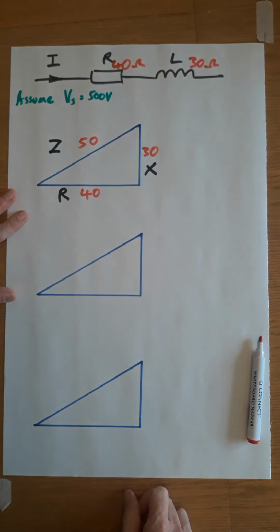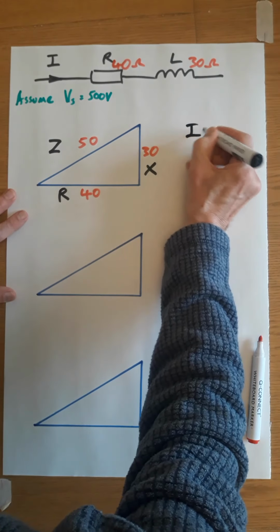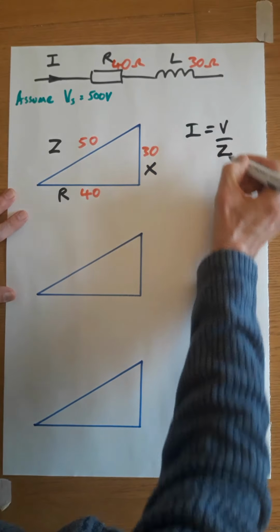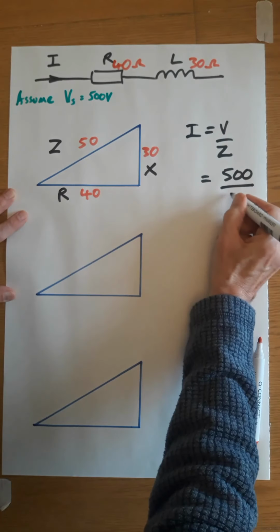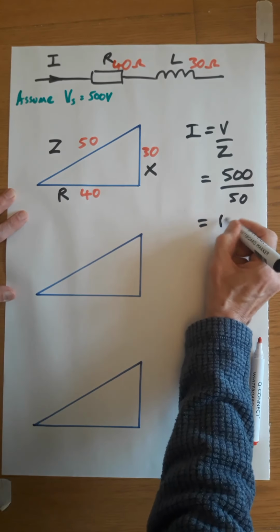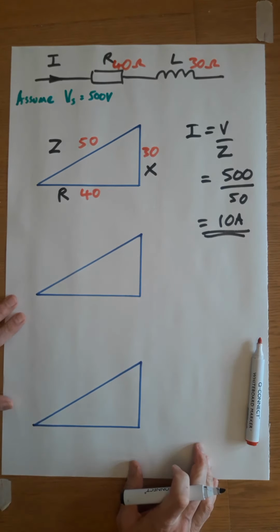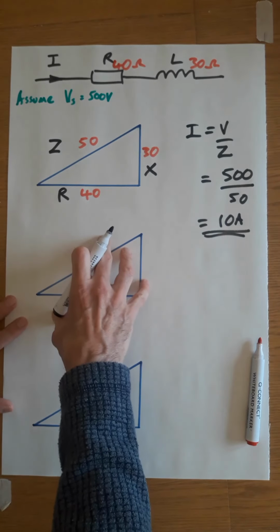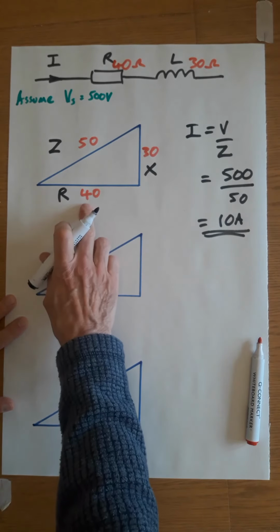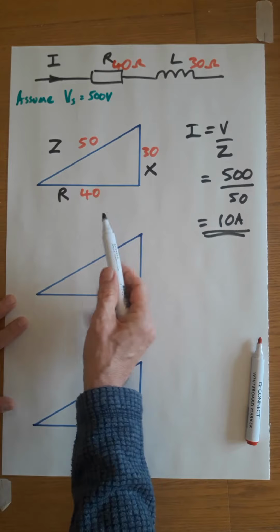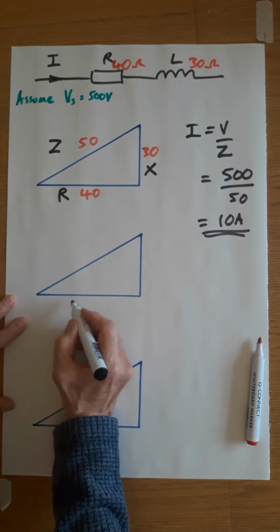From the information that we have, I could find the circuit current. We know the voltage is 500. I equals V over Z. Put your numbers in. The voltage is 500. Z is 50. That gives us a current of 10 amps. So if we know the current is 10 amps, then we can begin to fill out this. We could quite simply find the voltage across the resistor. And so that's going to be V equals I times R. And that will give us 400 volts.